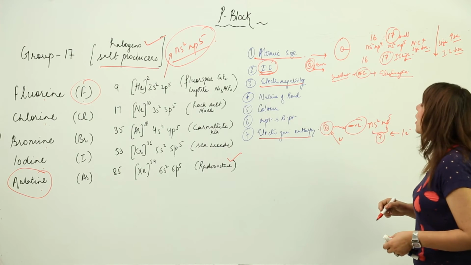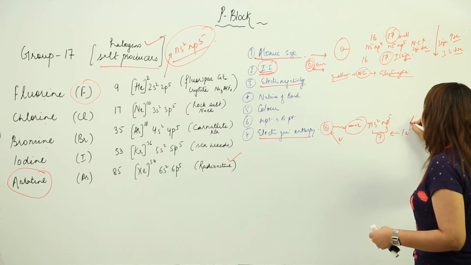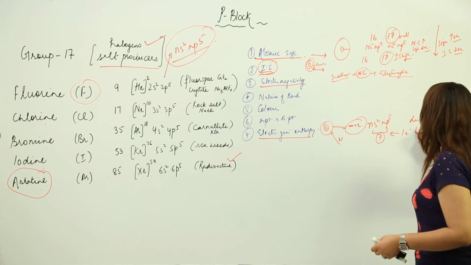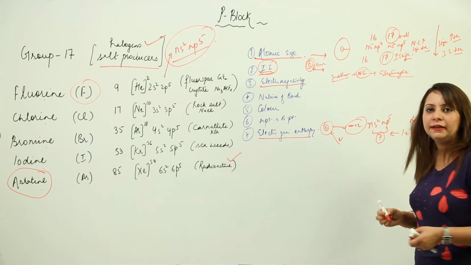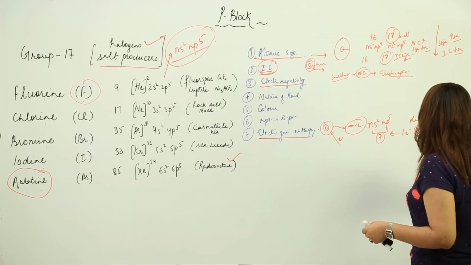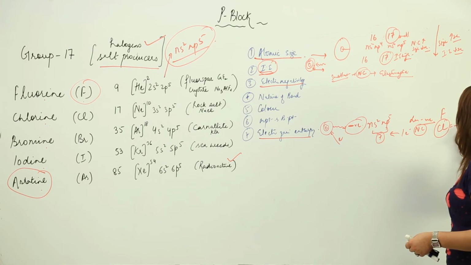the periodic table. But as we move down, the electron gain enthalpy becomes less negative. The reason being the size is increasing, therefore the nuclear charge effect is decreasing, and so the electron gain enthalpy is also decreasing. But if we compare the electron gain enthalpy for fluorine and chlorine, it is more negative for chlorine and for fluorine it is less negative.